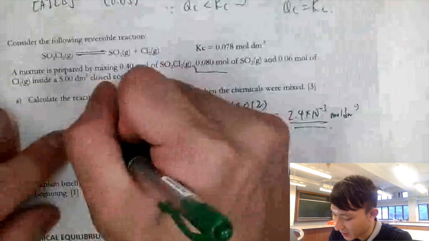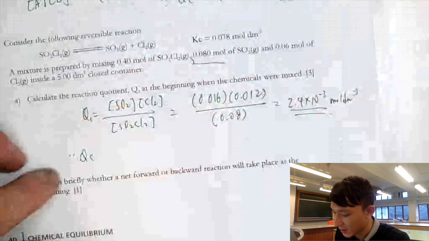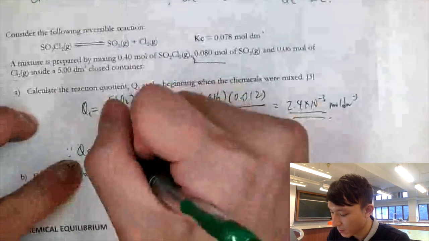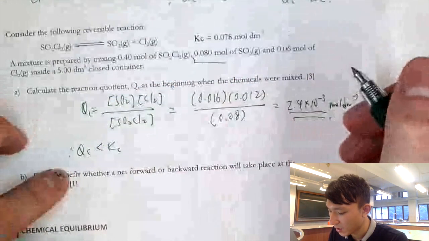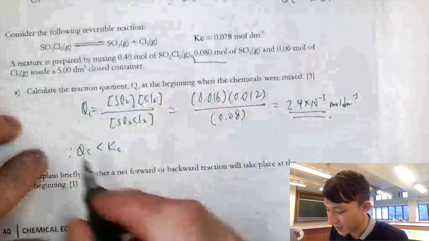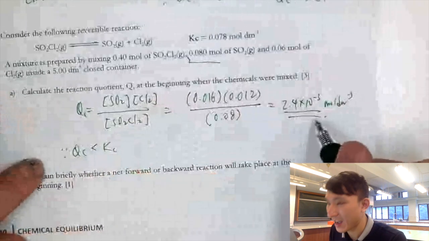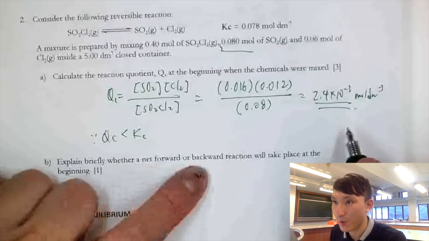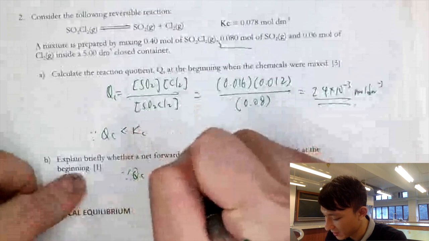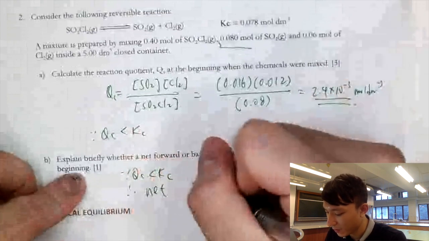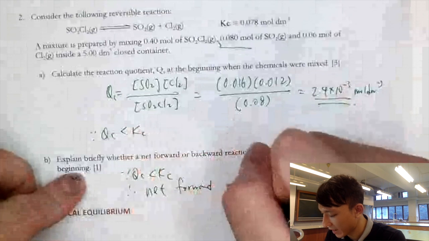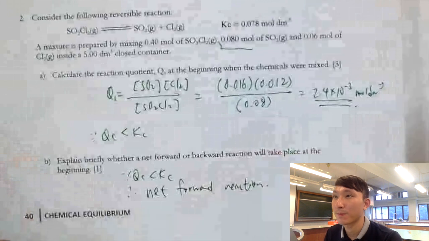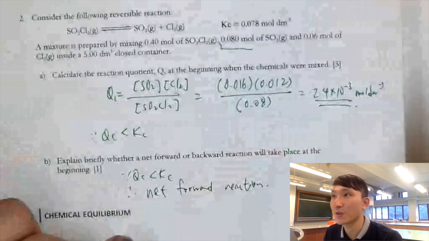So in this case, you see Qc, when compared to 0.078, Qc is actually smaller than Kc, right? That should be part B already. So I have already finished calculating part A. So part B, whether net forward or backward. Since Qc is smaller than Kc, therefore there will be a net forward reaction. Okay, so this is how we solve the problem. It should not be too difficult.